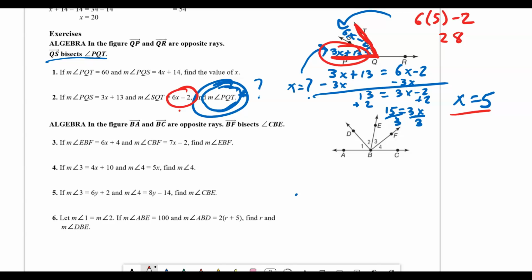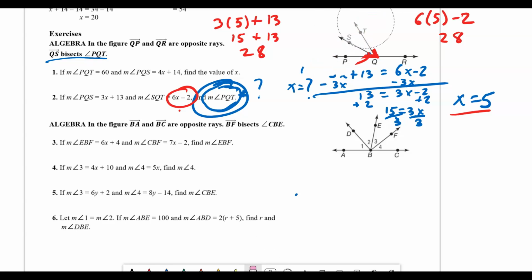Let's make sure we get the same thing over here. 3 times 5 plus 13. 15 plus 13 is 28. So we get the same thing either way. But remember what that 28 is. Let's erase a little bit here. 28 is each part of this. This angle here is 28. This angle here is 28. But they're asking us for PQT. So answer in your Edpuzzle here, what would angle PQT be equal to if each of those portions is 28 each?